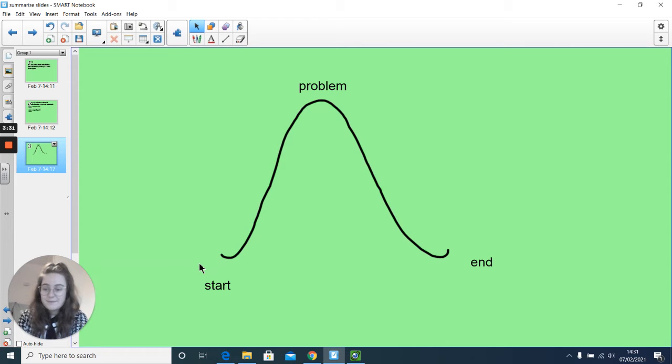One about the main things that happen at the beginning, one about the main things that happen in the middle, the big problem, and one about the main things that happen at the end, the way the problem is resolved.